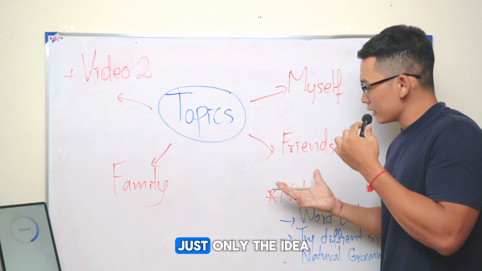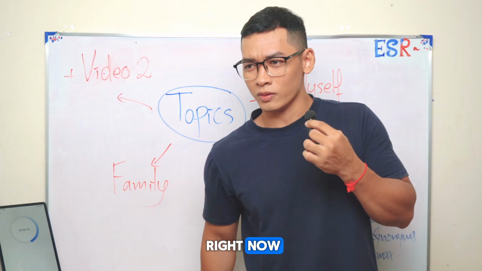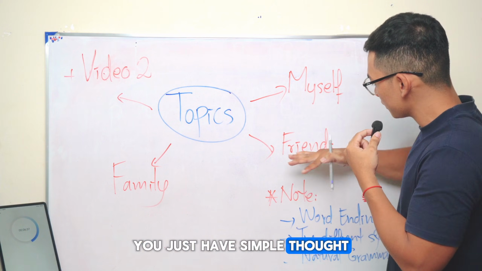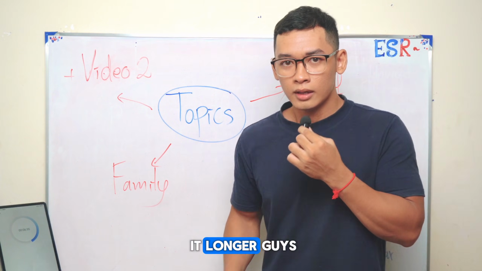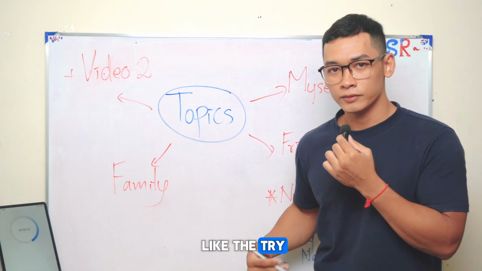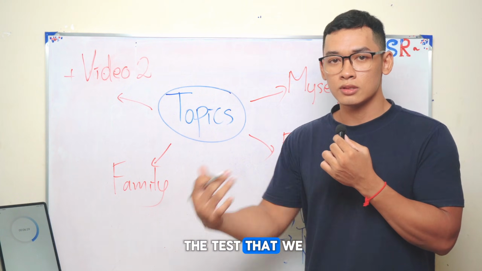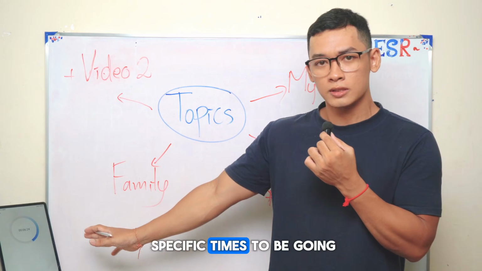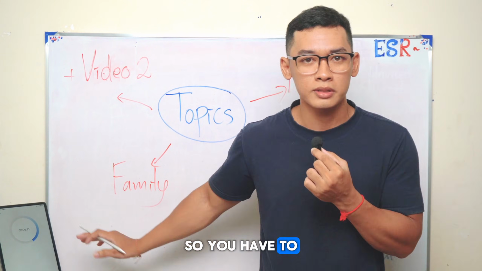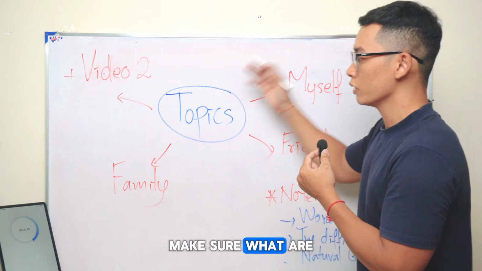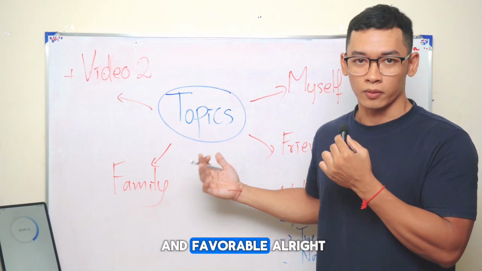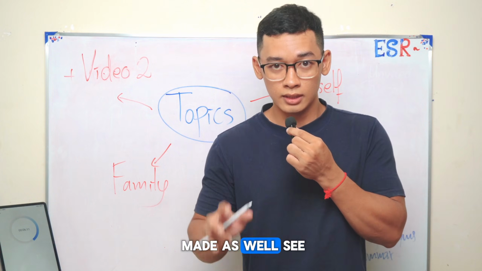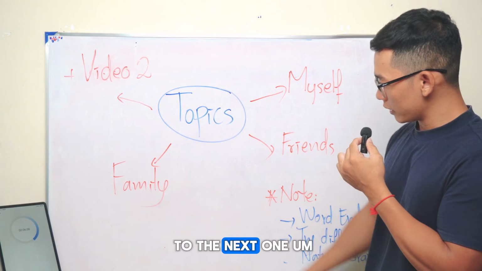Okay, I think this is just the idea. So you may question me right now, hey, wait, how could the idea be made? You just have a simple thought, a simple topic like that, but you can make it longer. Guys, this is just a try. It's just a test that we do to form our ideas. You just focus on the time. Imagine that you have a specific time to go. You can't stop the time, so you have to enjoy telling something that you can. Make sure what you are doing is likable and favorable. All right? If you don't like the topic, your idea won't be made either. See, this is the main case. So let's go to the next one.